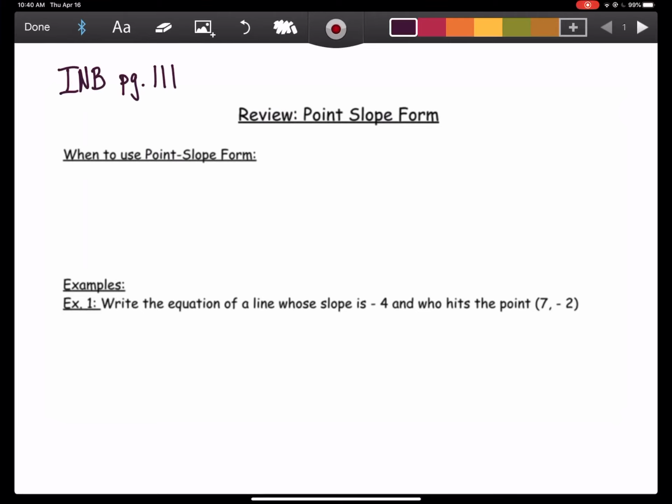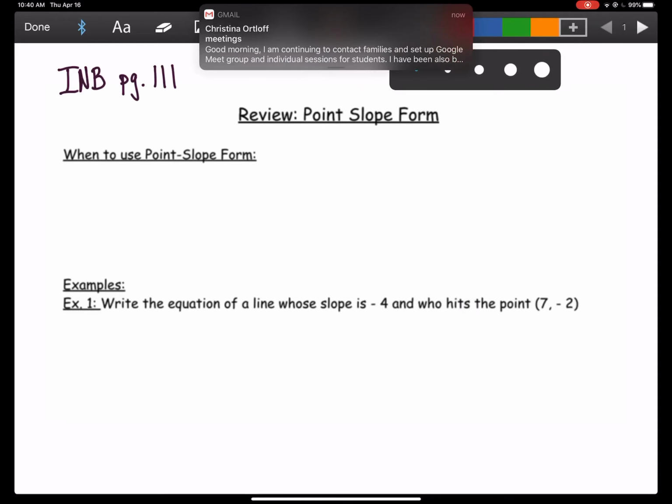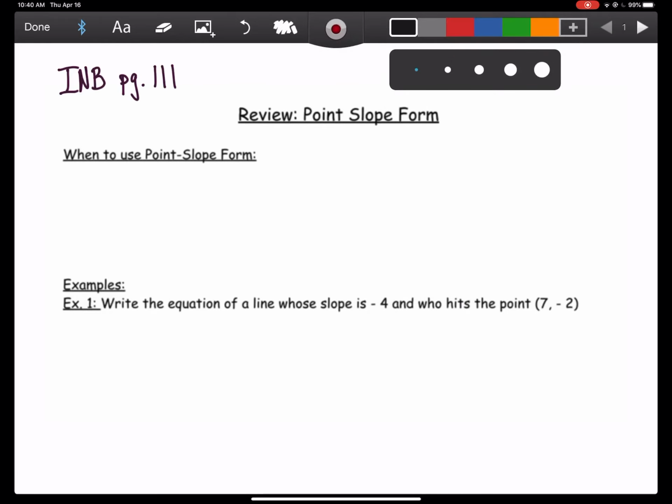These are our notes for review point-slope formula. There should actually be a hyphen in that title. I'm just going to go through when to use point-slope form and 3 examples of how a test or a worksheet might expect you to use point-slope form.